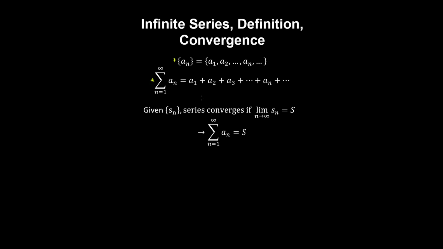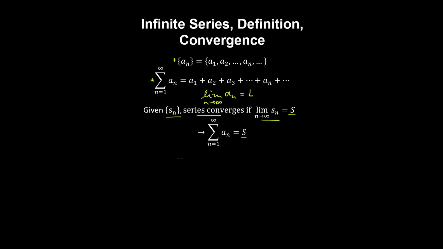So remember that to determine if the sequence converges, we take the limit as n approaches infinity. And if that limit is finite, then the sequence converges. But to determine if a series converges, we need to check if the sequence of partial sums converges. So here we take the limit of the nth partial sum as n approaches infinity, and if that's a finite value, then the series converges to this value. And we say that it has a sum S.